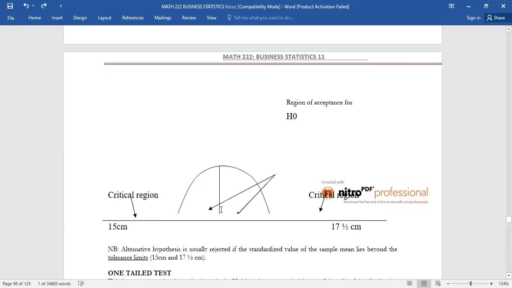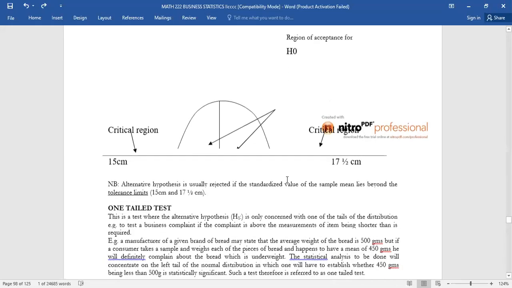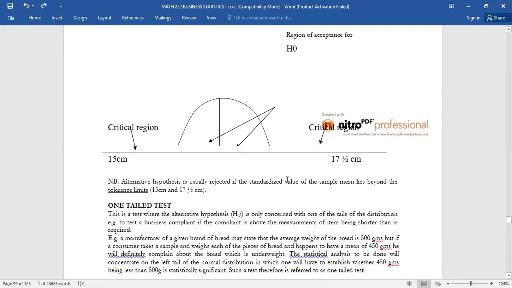So this will be our null hypothesis. Anything that falls below 15 centimeter or goes above 17.5 centimeter will be lying in the rejection zone. So this will be our alternative hypothesis. The alternative hypothesis is usually accepted if the standardized value of the sample mean lies beyond the tolerance limit. So when we are talking of the two-tailed test, I've just given an illustration with the metal bars that are processed by DevKey, and I've said that they are giving themselves a length of between 15 and 17.5. If it goes outside that, you reject. It shows that there is an error in the manufacturing firm.